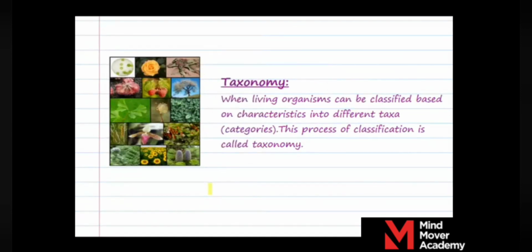Now another terminology related to the diversity in the living world and a very important term is taxonomy. When living organisms can be classified based on characteristics into different taxa, that is categories, this process of classification is called taxonomy. So whenever living organisms are classified based on categories or taxa, then this process of classification is called taxonomy. Now here in this image you can see a beautiful representation of a part of the diversity of this living world, including flowers, trees, plants and animals. So it's shown beautifully. So these were some of the terminologies we have studied related to the diversity in this living world.